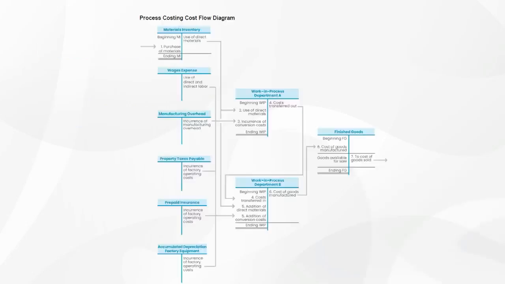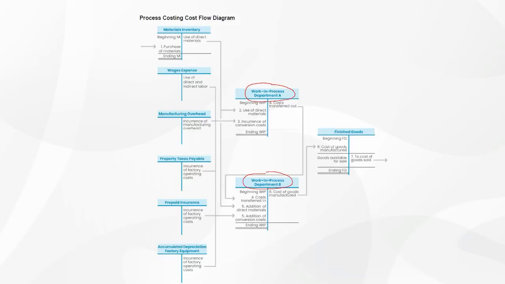Now here's a cost flow diagram for process costing. It is very similar to job costing, the flow of cost. What I want to focus on here is the differences. What makes process costing different than job costing? And I just mentioned the multiple work in process accounts.